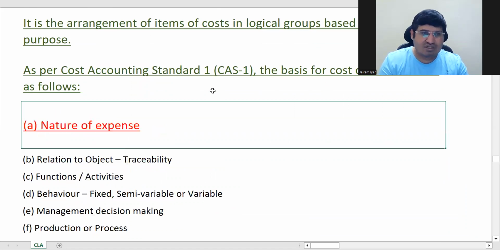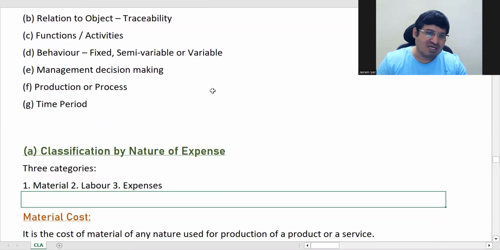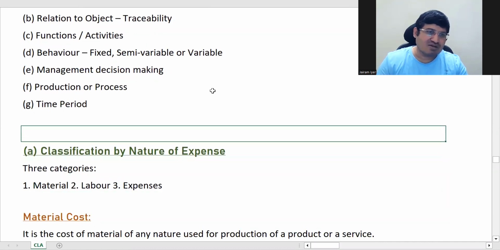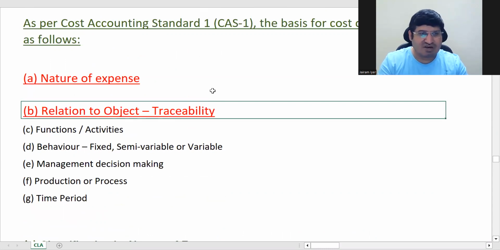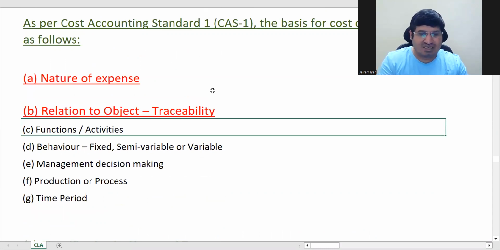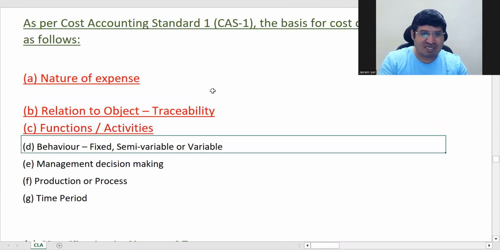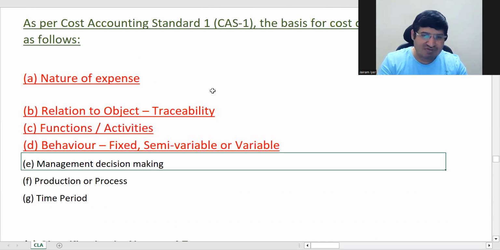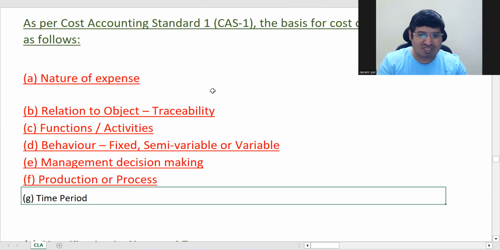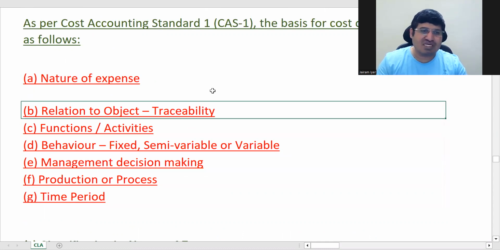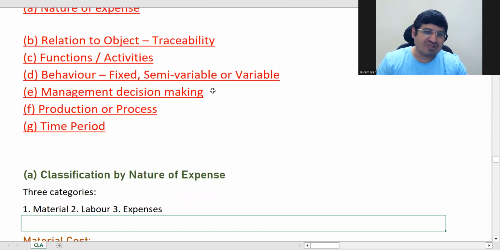So one is nature of expense. All these are basically your broad points: nature of expense, then relation to object, functions, activities, then fixed or variable, whether it is for management decision making or not, production or process, and time period. We are going to see each one of these now, starting with nature of expense.